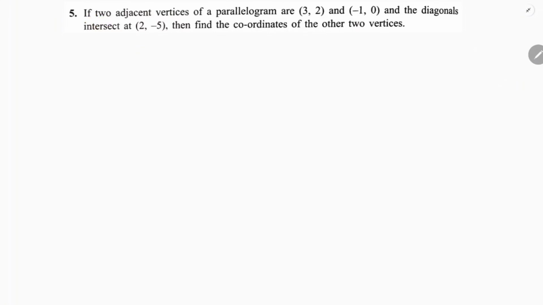If two adjacent vertices of a parallelogram are (3, 2) and (-1, 0) and the diagonals intersect at (2, -5), then find the coordinates of the other two vertices.